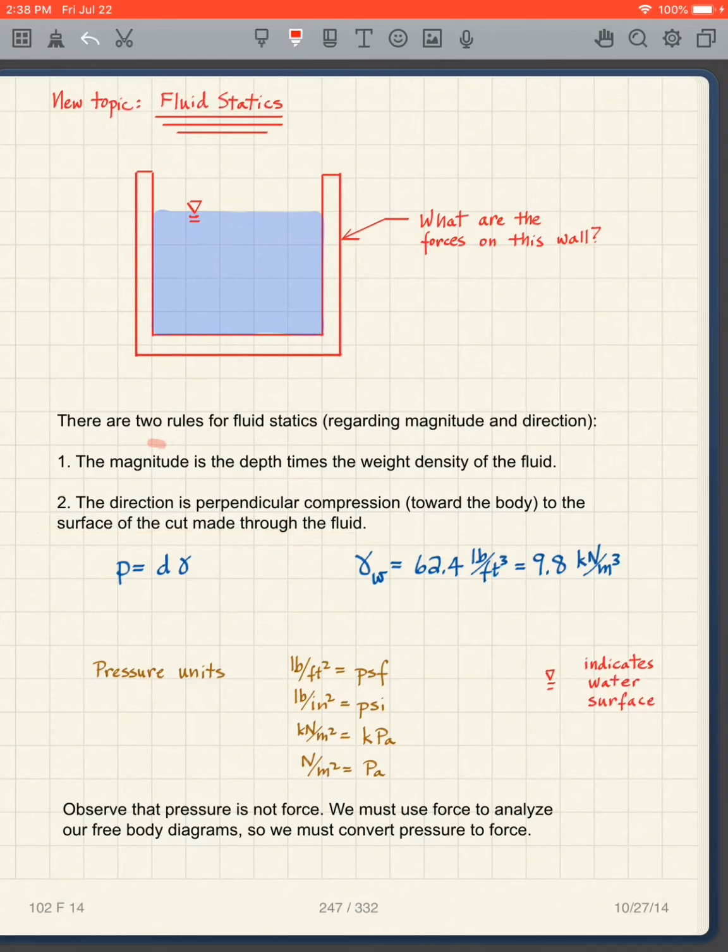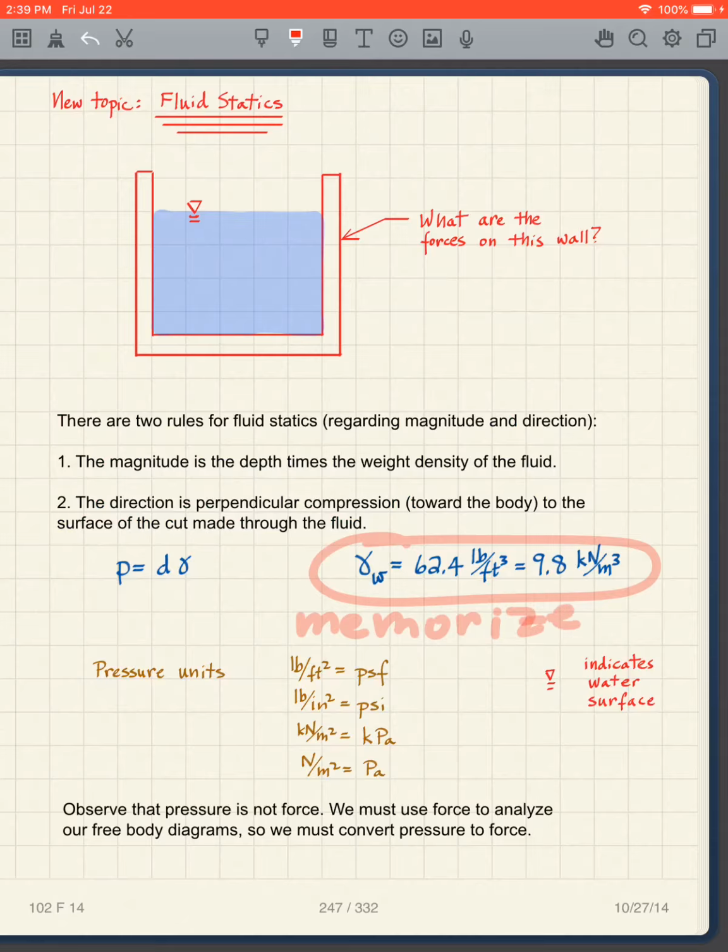And again, the first one, the magnitude, is the depth times the weight density. So if D is the depth and gamma is the weight density, then P is the pressure. It's that simple. It's D times gamma. Now for water, what I want you to memorize is that water is 62.4 pounds per cubic foot. That is the weight density, or 9.8 kilonewtons per cubic meter. So you need to memorize this. So we'll just say memorize these two numbers.